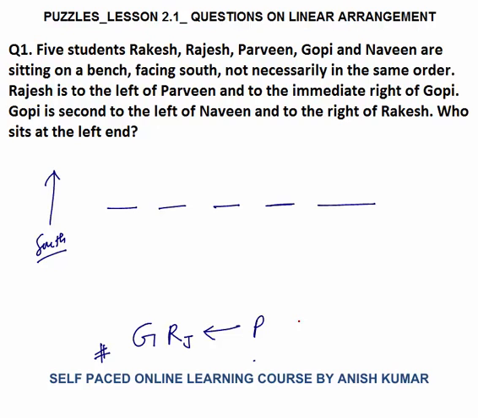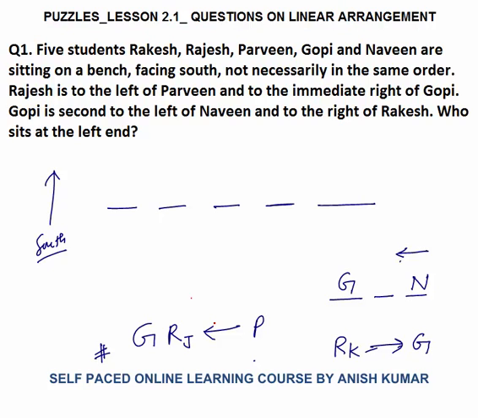Now Gopi is second to the left of Naveen and to the right of Rakesh. Naveen's left side would be this. Second to the left of Naveen would be Gopi. This is the given: Gopi is second to the left of Naveen. And the other statement says Gopi is to the right of Rakesh. So Gopi will be in the right of Rakesh, RK.